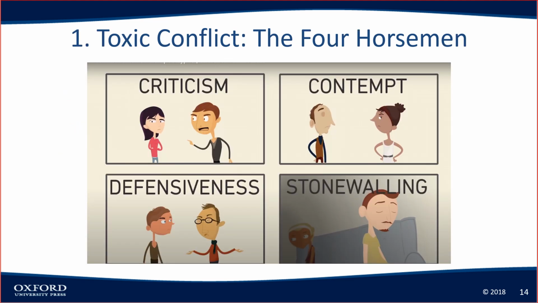There are conflicts that serve a great good, but there are conflicts that are toxic. It's important for you to understand what those destructive signs are. Gottman developed something called the four horsemen of the apocalypse, and it identifies these four destructive signs, which are criticism, contempt, defensiveness, and stonewalling.